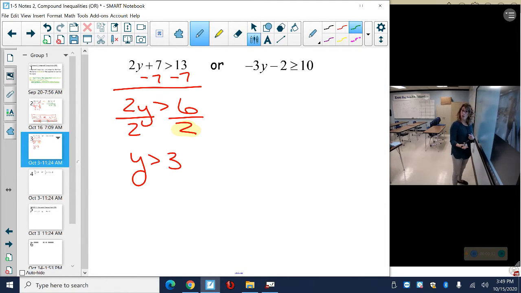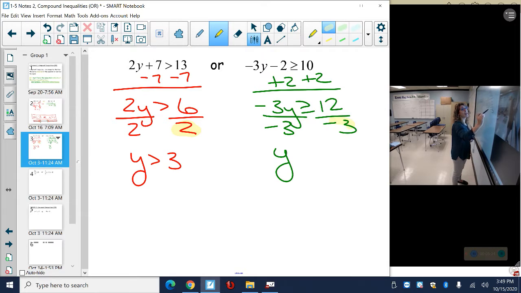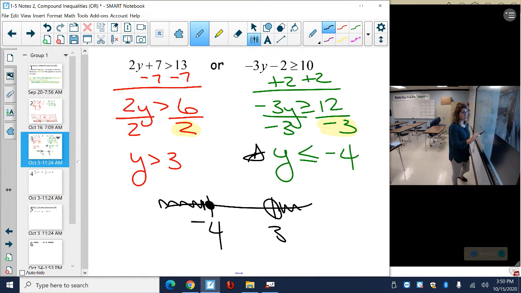Now I'm going to come over to the other one. I add 2 to both sides, and negative 3y is greater than or equal to 12. Divide by negative 3. Do I flip the inequality symbol? I divided by negative 3, so yes, I flip the inequality symbol, giving me y is less than or equal to negative 4. From here, I'm going to put the two numbers on the number line with the smallest one first. Which one's smaller, 3 or negative 4? Negative 4 is smaller, 3 is larger. If I graph the first one, y is less than or equal to negative 4, that is a closed dot, and I'm shading down. And y is greater than 3 is an open dot, and I shade up.